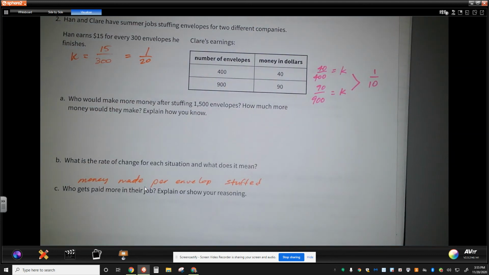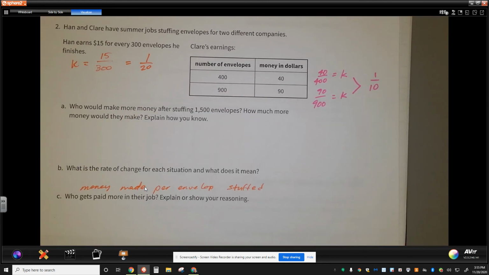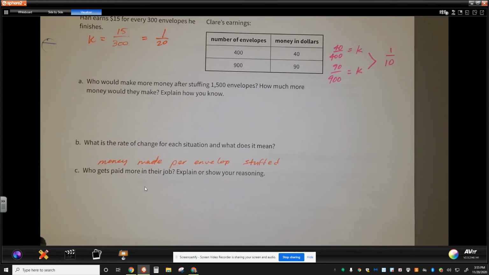So the question is, who's making more money? And what does that actually represent? What does that mean? When we talk about the two of them, we have to decide who's earning more money for every single envelope. We have to recognize how this translates into dollars. So 1/20th of a dollar is how much money? 1/10 of a dollar is how much money? Who gets paid more for the job? I want you to figure these last ones out.